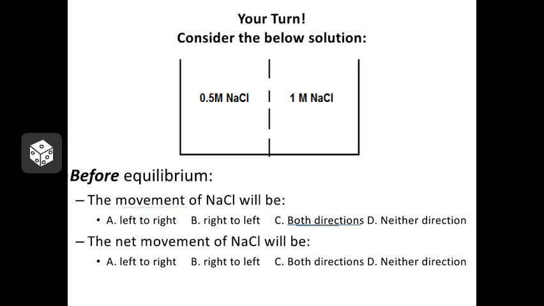Now next, we're going to talk about net movement. Remember that net movement is in a particular direction because of some kind of gradient. Because there's a higher concentration of salt on the right-hand side than the left, the salt is going to want to move from right to left. That's its net movement.